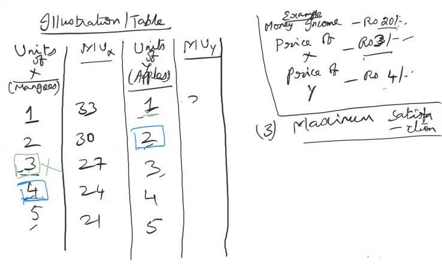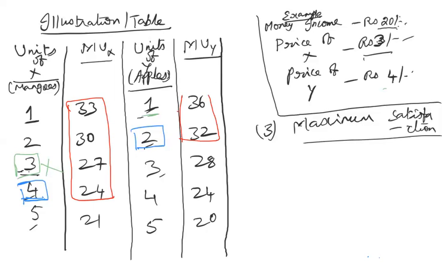And here again 36, 32, 28, 24 and 20. So if you add all this, these 4 and these 2, only this combination is going to give the consumer the maximum satisfaction. Let's check it out. So here, 6 plus 2, 68 plus 140, is equal to 182.